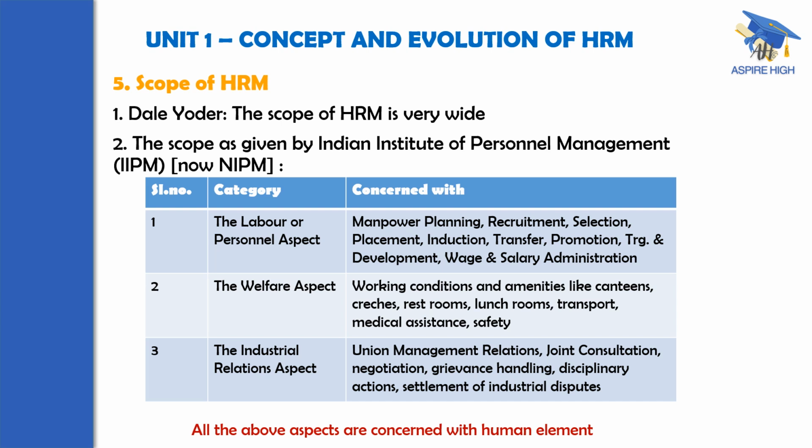In this way, the scope is broadly divided into three categories: the labor or personnel aspect, the welfare aspect and the industrial relations aspect, and thus definitely the scope, as felt by Dale Yoder, is very wide. But all these three aspects, even though they are simply categorized as three types, are concerned with the human element. This is the scope of HRM.